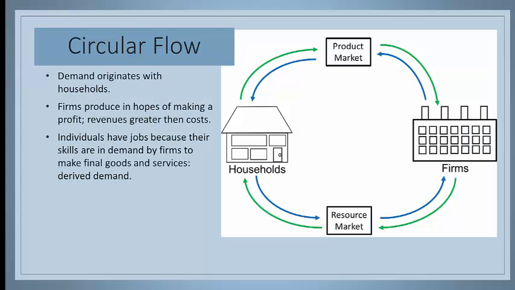Check for understanding. Ask students where demand originates. With households. Where does supply originate? With firms. Why do firms produce? In order to make a profit when revenues are greater than costs. Why do individuals have jobs? Because their skills are in demand by firms to make final goods and services. Derived demand is the demand for resources depends upon demand for the final good or service.